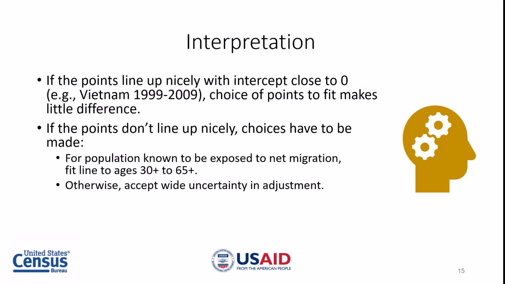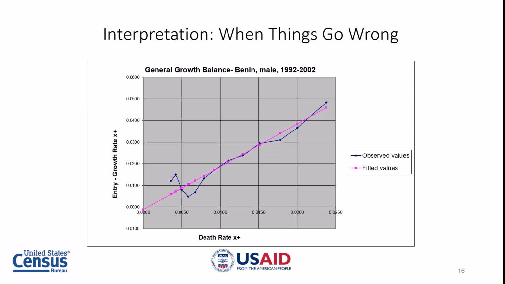In the example using data from Vietnam, it's clear that we do not need to make any adjustment to the choice of points. For example, omit points for the older open-ended age intervals. However, if the points do not align to the fitted line, you as the researcher will need to take some decisions regarding the selection of points. If the country you are analyzing is exposed to net migration, then select the open-ended intervals between age 30 and over and 65 and over. Otherwise, accept wide uncertainty in the adjustment of population and death recordings. For example, in this case, points are not aligned.